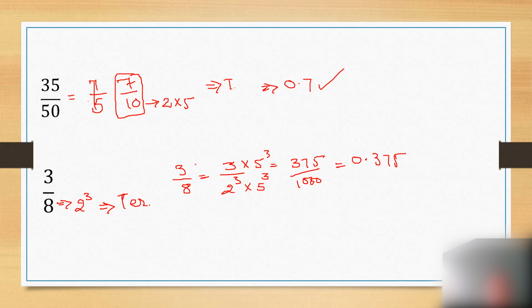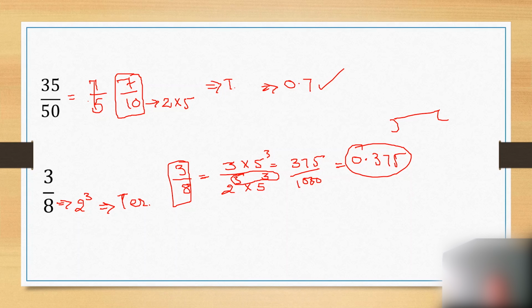This is a very easy step to convert a given p by q form into decimal form without using actual division. Another thing: the highest power of 2 and 5 we have, that many digits after the decimal point will be carried in our decimal expansion.